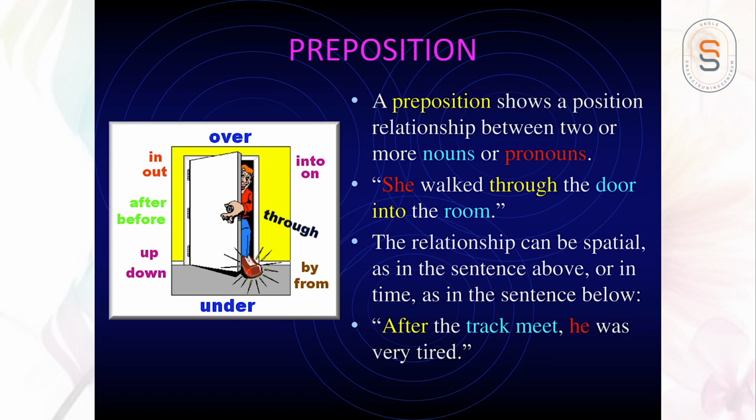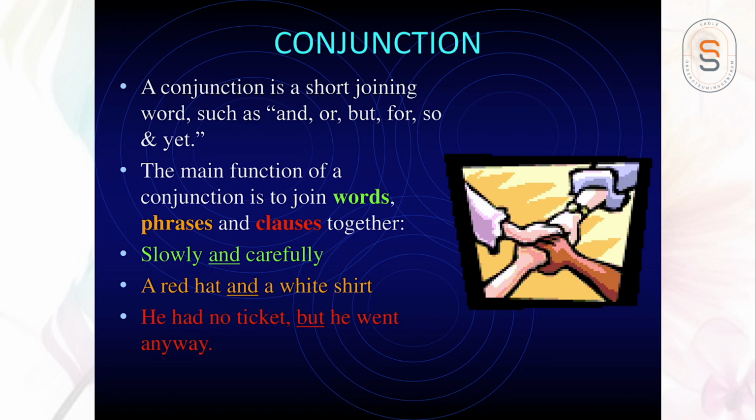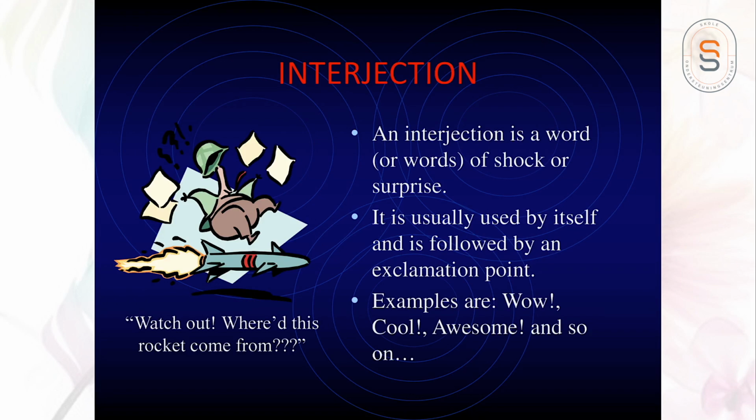Right. She is the pronoun, walked through is your preposition, the door and the room are the nouns, into is another preposition. Right. Then the conjunction is a short joining word such as and, or, but, for, so, and yet. Slowly and carefully. A red hat and a white shirt. She had no ticket, but he went anyway.